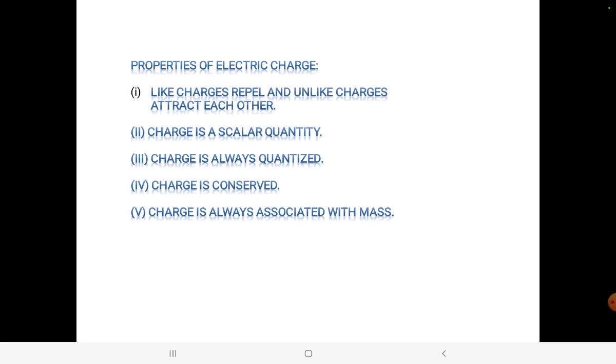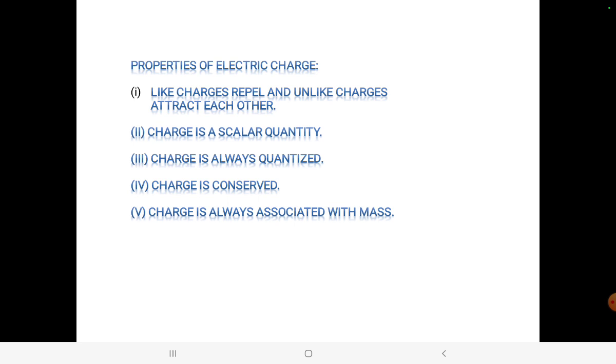And charge is conserved. Yes, charge can be conserved from one state to another. That means I can convert electrical energy into heat energy by electrical heaters, microwave ovens, fridge. Like this, I can convert solar energy into electrical energy or heat energy. Like this, I can also convert wind energy, and those are also some charge.